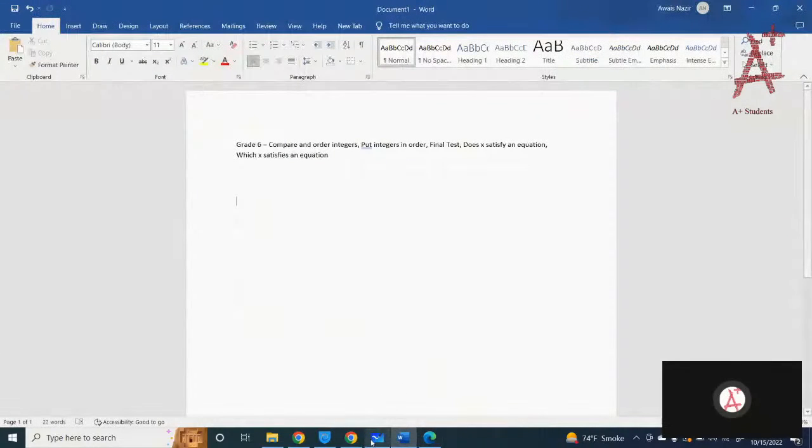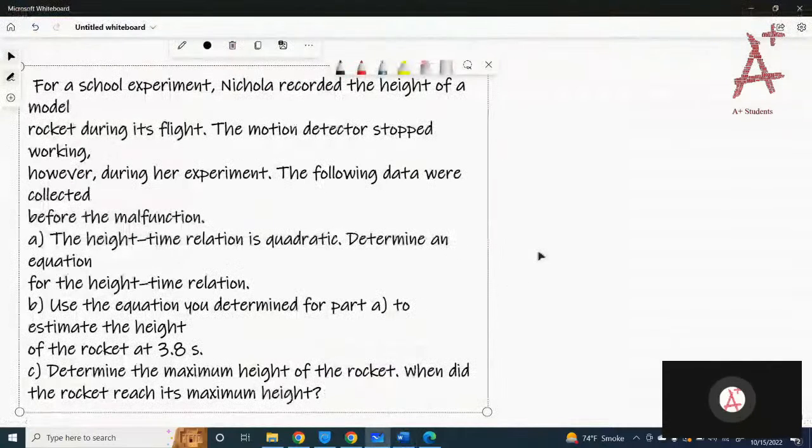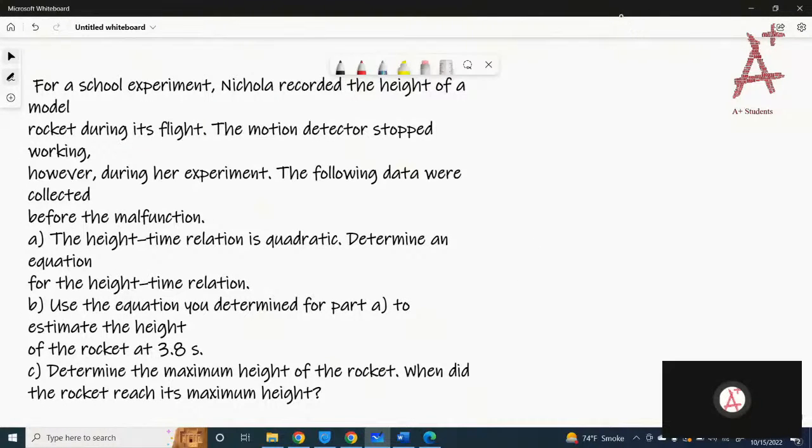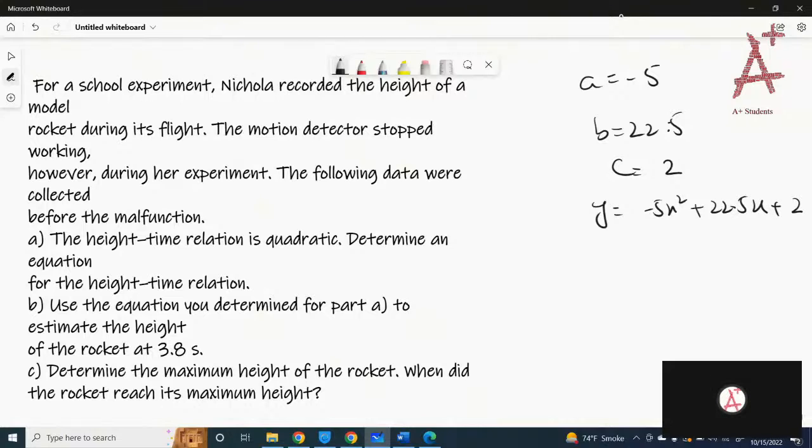Okay, so basically the values you get from the equation are A equals -5, B equals 22.5, and C equals 2. So the equation is y equals -5x squared plus 22.5x plus 2. Got it? This is the value you got from the quadratic regression. Got it? Now for the B part, the height-time relationship.